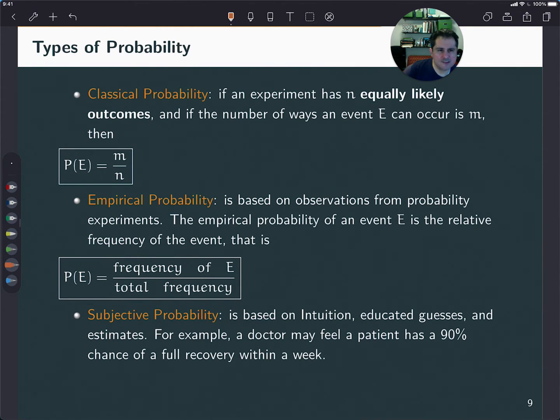And the third one is subjective probability, which is based on intuition or educated guesses and estimates. For example, when doctors tell you a patient has a 90% chance of recovery within a week, they're basing that on their experience and their knowledge of the matter. But this is not really a probability like the other ones, where you calculated something or you saw an experiment.